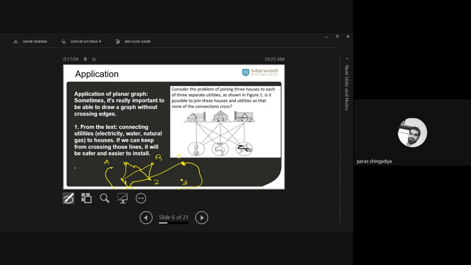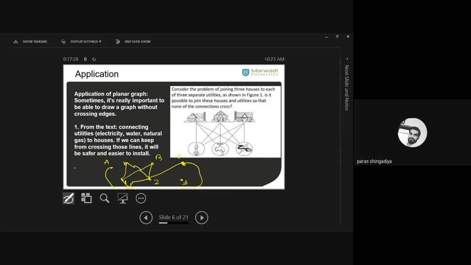Question समझ में आ गया ना सबको? Okay, that is already mentioned here. Consider the problem of joining three houses to each of the three separate utilities as shown in this figure 1. Is it possible to join these houses and utilities so that none of the connections cross? कोई भी connection cross नहीं होना चाहिए, ठीक है? So apply the connections in such a way that no two edges are crossed at any place.